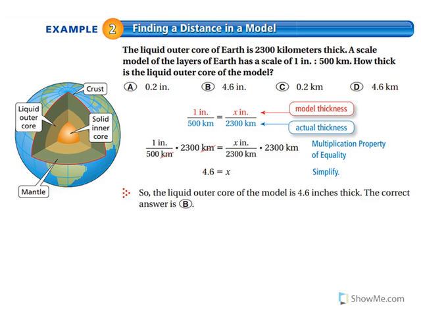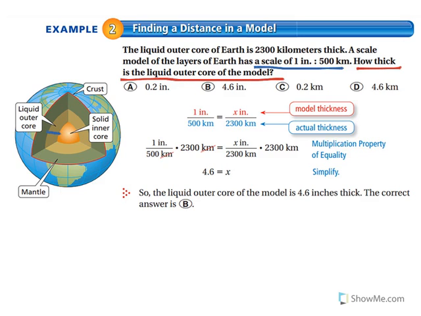You're doing great. All right, now that was an example of when we're going to use a scale drawing. Now we're going to look at a scale model. So looking at the scale model, what I've marked off here is the thickness of the liquid outer core. And the problem in here says the liquid outer core of Earth is 2,300 kilometers thick. A scale model, which is this model that you see in front of you, of the layers of the Earth has a scale of 1 inch for every 500 kilometers. And so your question is, how thick is the liquid outer core of the model?